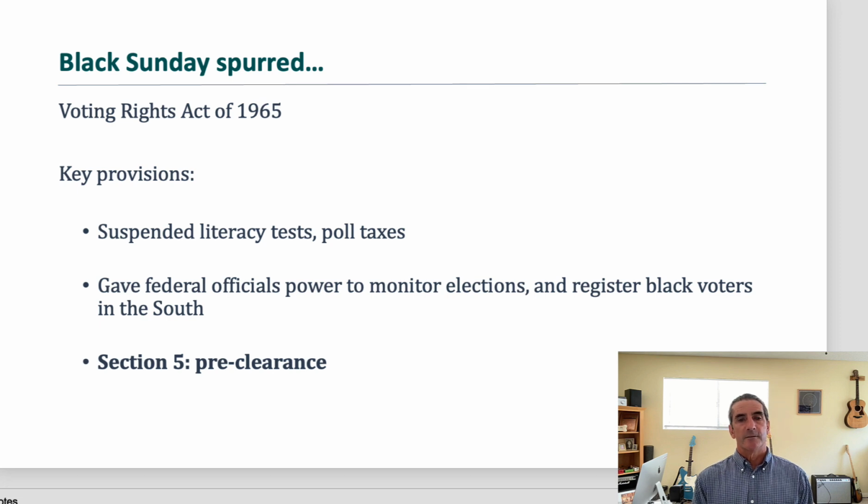The pre-clearance provision of the Voting Rights Act was probably the most effective part of the act, and it led to a stark increase in black voter turnout, black voter participation, African Americans holding federal office throughout the South in the area affected. It worked.